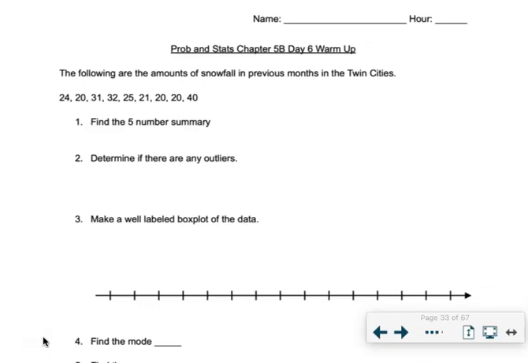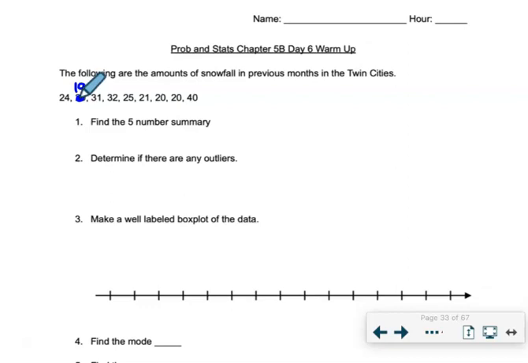So this is going to be out of your warm-up packet. Make sure that we know how to draw our box plots before we talk about day 6, which is going to be comparing them. So first, the following are the amounts of snowfall in previous months in the Twin Cities. I'm going to go ahead and change something here. Change this 20 to a 19, please. Okay, and then we're going to use that data.